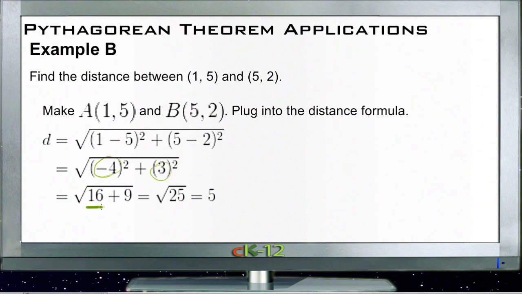4 squared is 16, which you probably remember from my other example over here. And 3 squared is 9. 16 and 9 is 25. Square root of 25 is 5. So of course we get the same answer because it's really the same process. It's just using it with or without the picture.